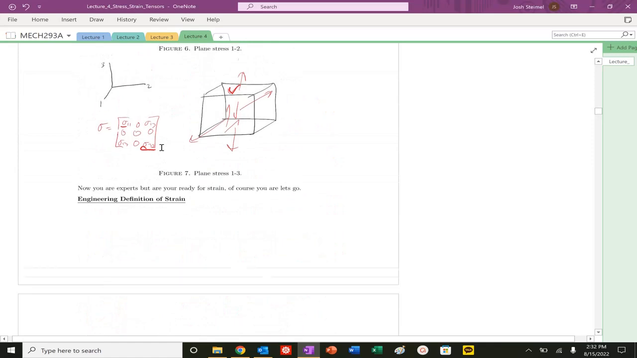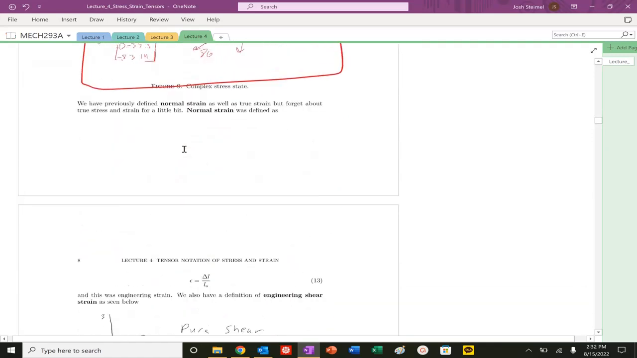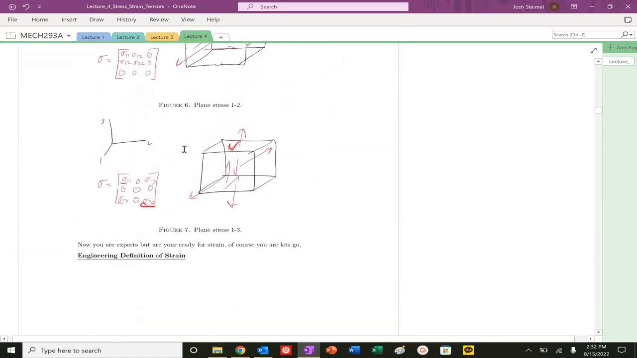Fantastic. So we have done quite a bit now on the tensor, a couple of examples of how to fill out our tensor definition and identify stresses. Now we are going to move into the next video and look at the engineering definition of strain and get into some infinitesimal strain theory, which will be highly mathematical. We'll see you in the next video. Thanks.